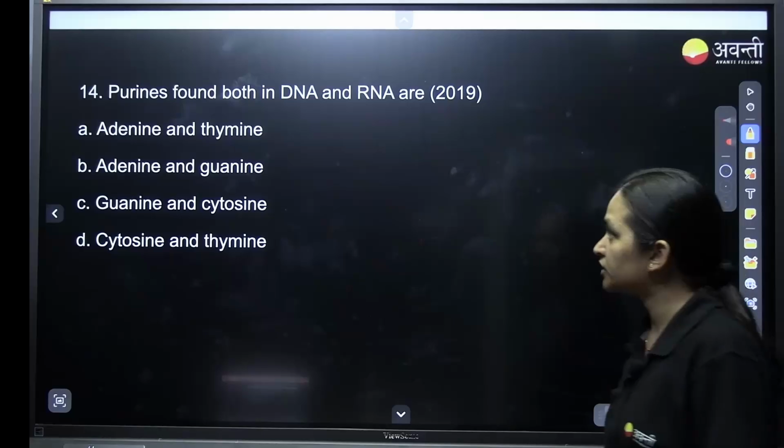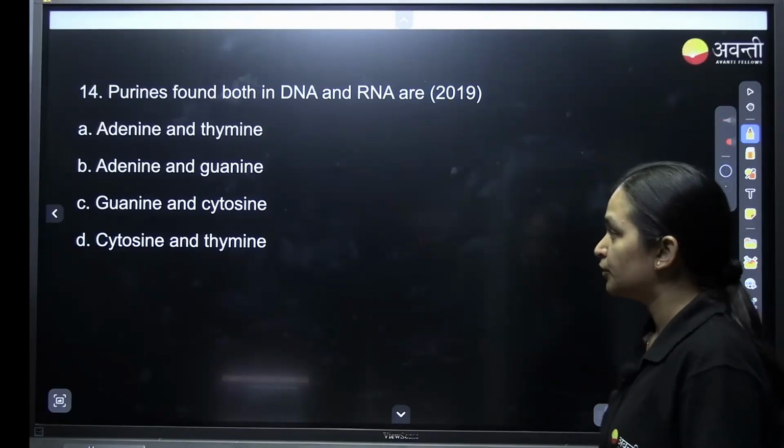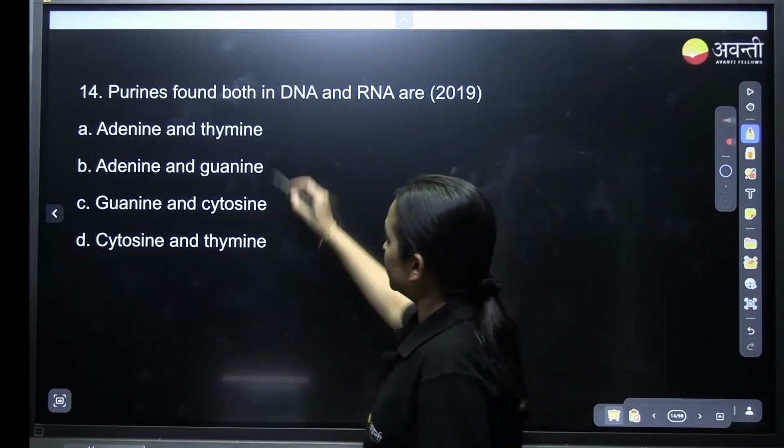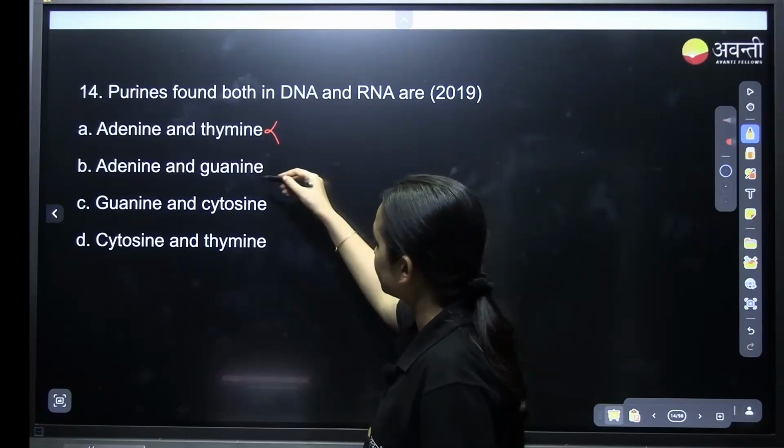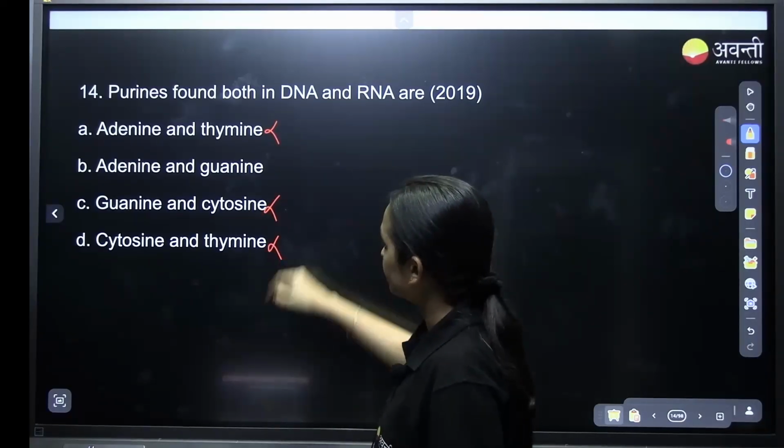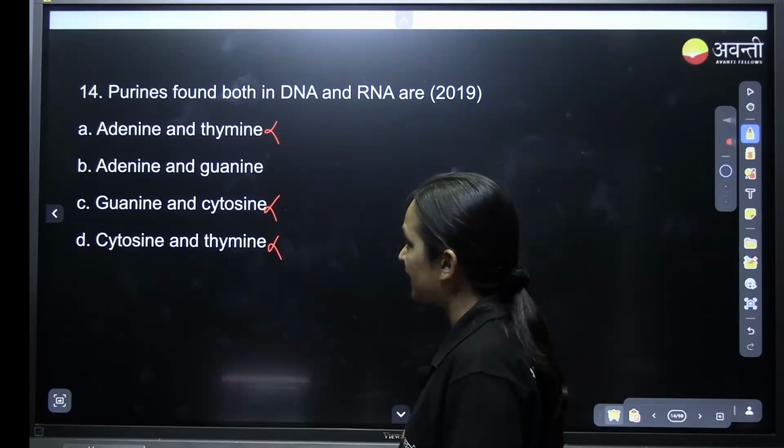Purines found both in DNA and RNA are purines. Thymine is a pyrimidine. Purines are adenine and guanine.